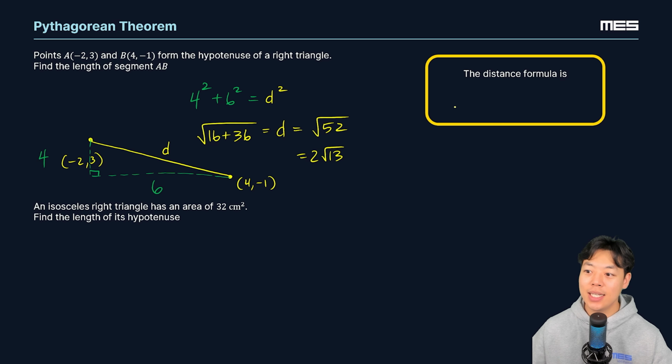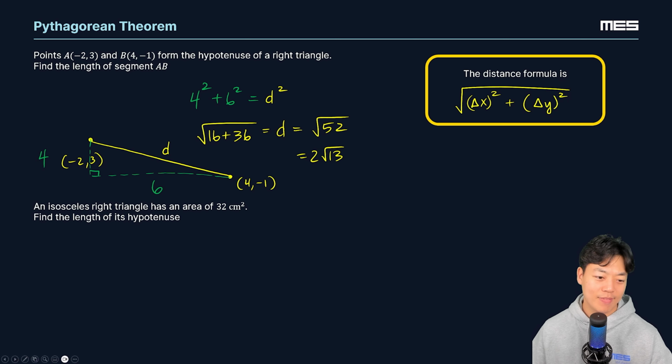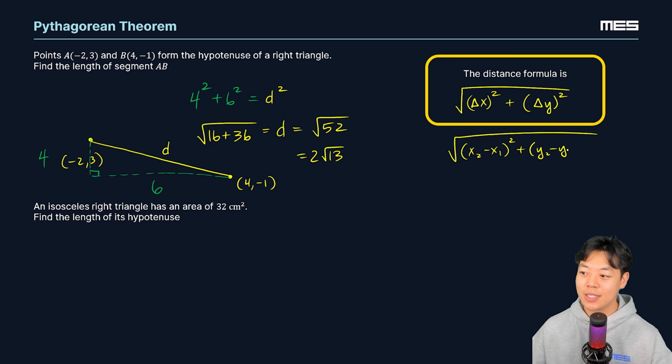So the distance formula is the square root of the change in x squared plus the change in y squared. Many of you might have seen it like this: x sub 2 minus x sub 1 squared plus y sub 2 minus y sub 1 squared.